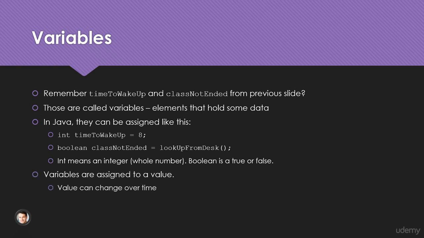And variables can be assigned to a value, and that value can change over time. So variables are a bit different from constants. We won't talk about constants today, but the idea is that constants cannot change. So once you assign a value to a constant, you won't be able to change it. Whereas with variables, like you see here, you can change them whenever you need to.